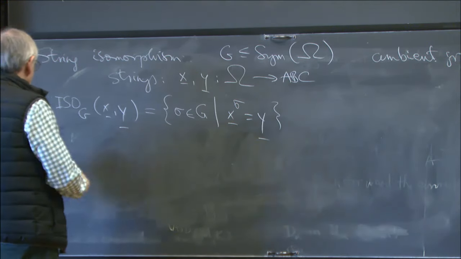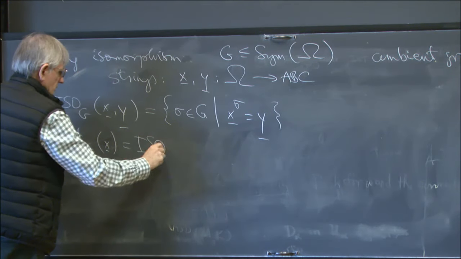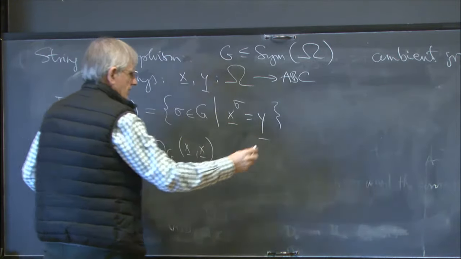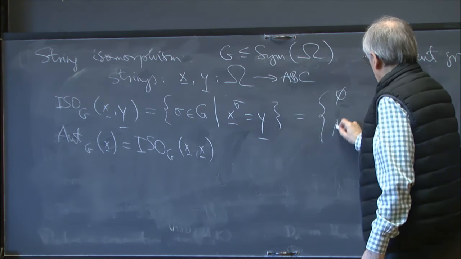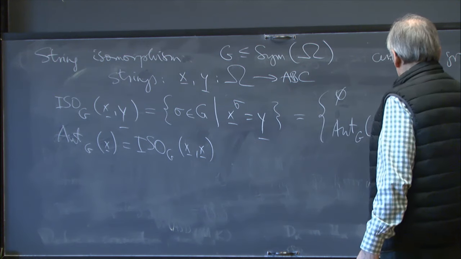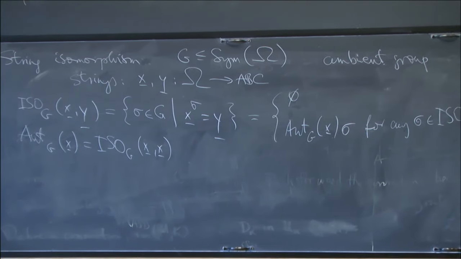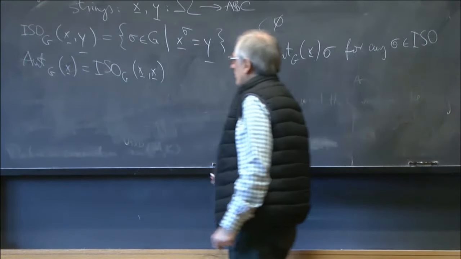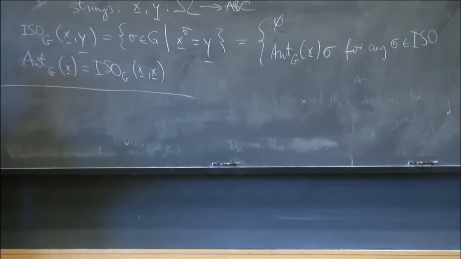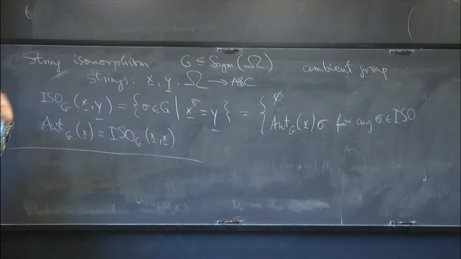The automorphisms are just the isomorphisms to itself. And then one can say that this is always either empty or a coset of the automorphism group for any sigma in the set of isomorphisms. So this is obvious, but this allows us a concise representation of this set. When I say that we are given a group, then it's always given by a list of generators. We are given a coset, then it's always given by a list of generators of a group plus one coset representative.